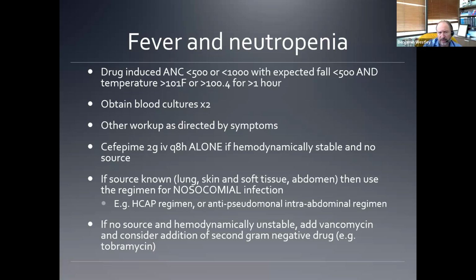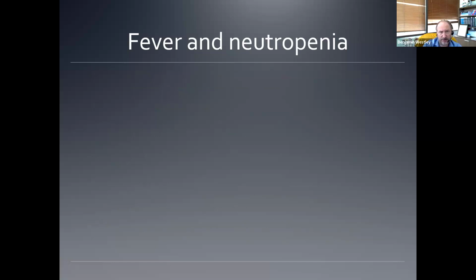If we don't know what's wrong and the patient's unstable, we typically add vancomycin, probably mostly because the vast majority of these patients do have central lines in place. And you know, a lot of them will end up having a line infection. If they're very, very sick, you also need to consider whether we need a second gram-negative drug. And these patients, we like it if infectious disease is called early, at least in our hospital. I want them to call us for these.